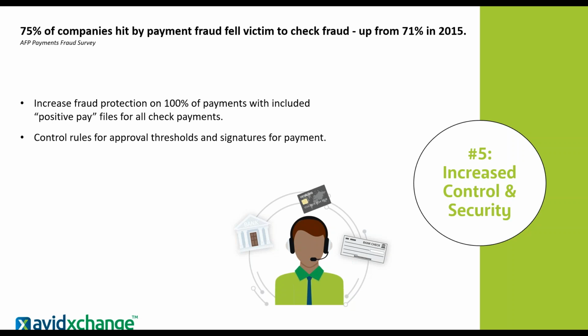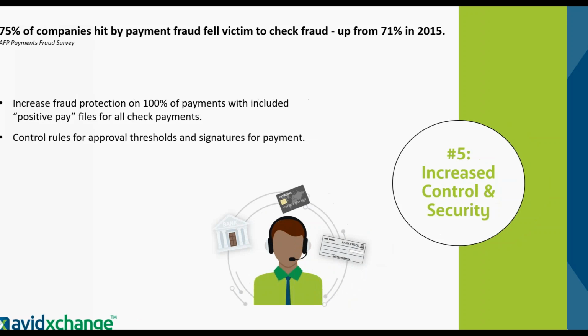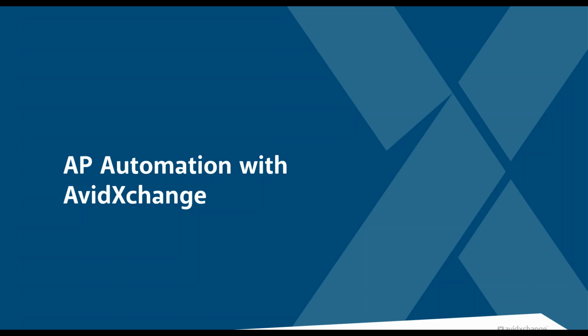So with all these 5 ways that you can improve your company through AP automation, let's talk about the solution that we would be presenting. So let's talk about AvidXchange. I'm going to show a couple slides, and then I'm actually going to go into the live system and show you how AvidXchange would work.